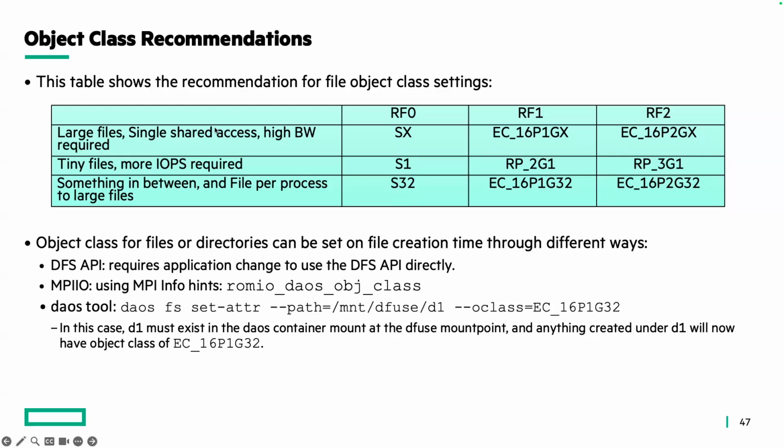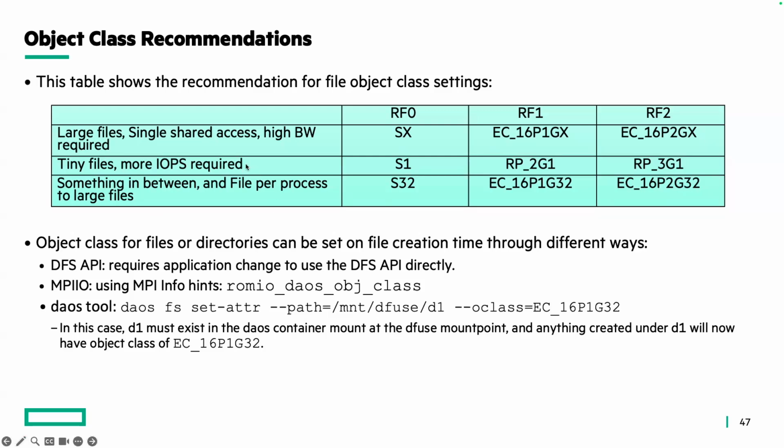And when I say large files, we're talking about hundreds of megabytes and larger, or gigabytes. If you have very tiny files, I'm talking about kilobytes and smaller, it's better to use RP3G1. So the question is, what if I'm using file per node on 4K nodes? Use the default. That's fine.